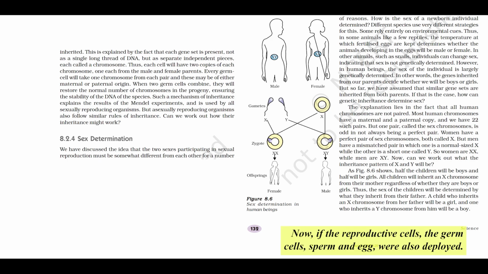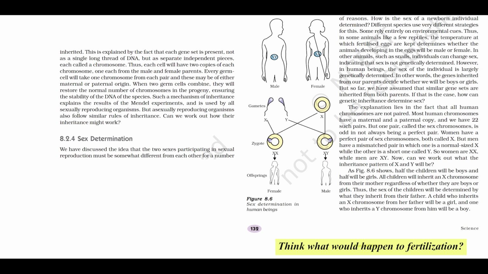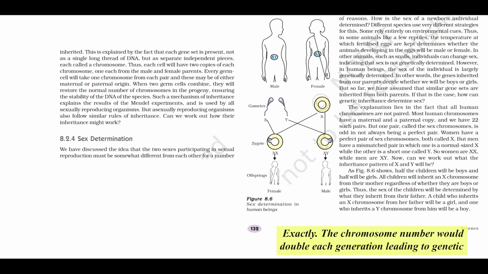Now, if the reproductive cells, the germ cells, sperm and egg, were also diploid, think what would happen at fertilization. A diploid sperm, 2 sets, fusing with the diploid egg, 2 sets, would create a zygote with 4 sets of chromosomes. And the next generation would have 8, then 16. That would get messy fast. Exactly. The chromosome number would double each generation, leading to genetic chaos.